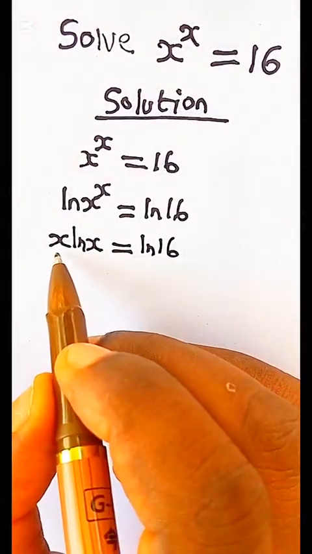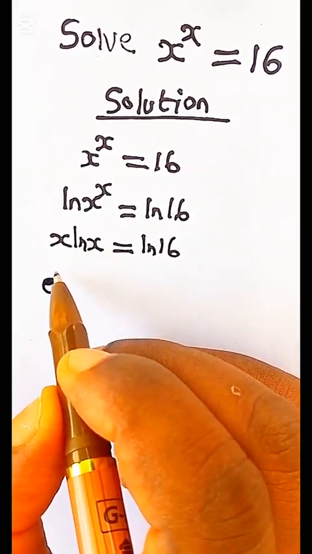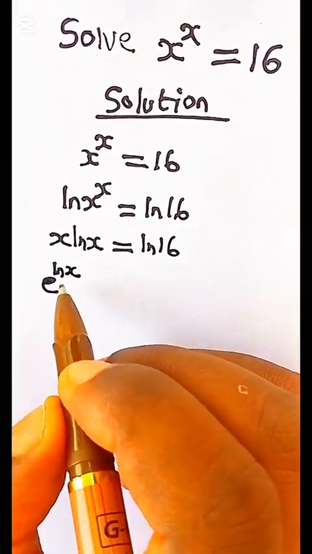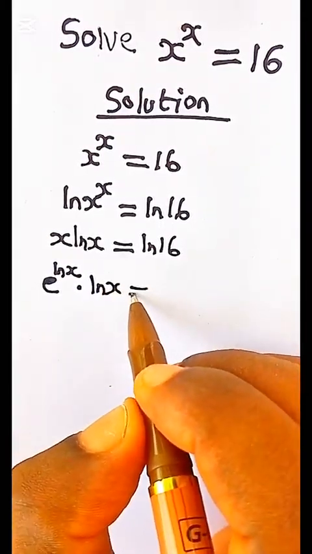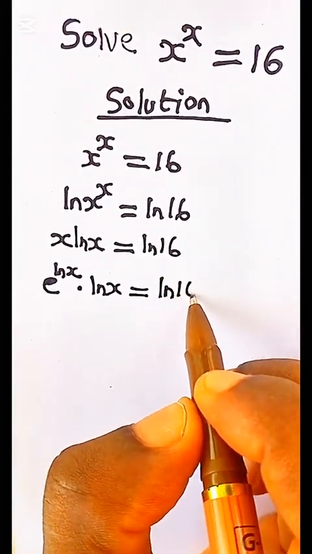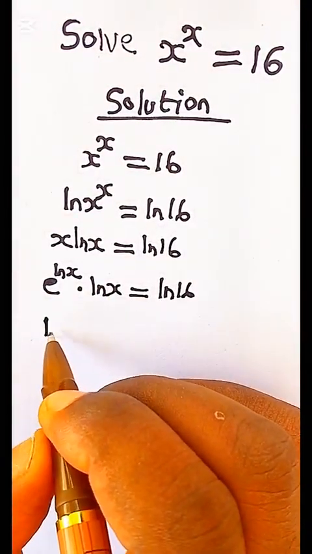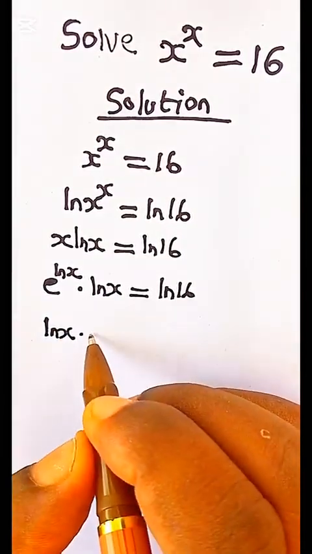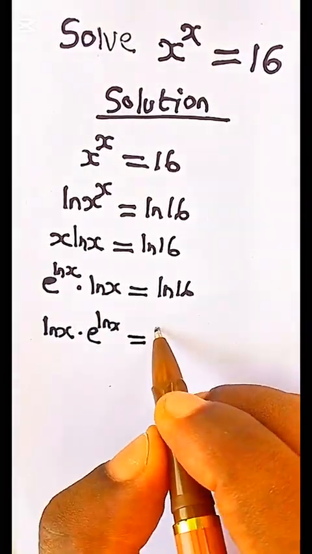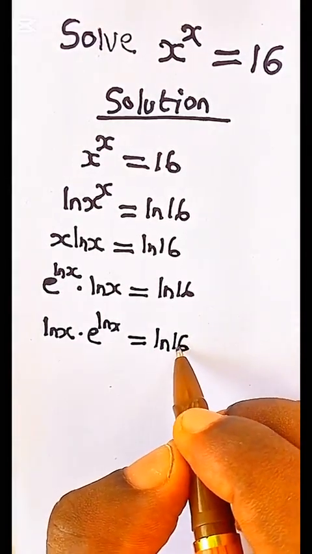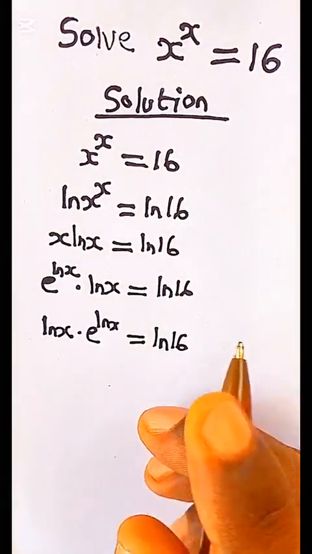So for this x, for example, we introduce the exponential, that is e to the power of ln x. It will give us x multiplied by ln x equals ln 16. So this one now you can make in the form of ln x multiplied by exponential of ln x equals ln 16. So we're now going to apply what we call the Lambert W function.